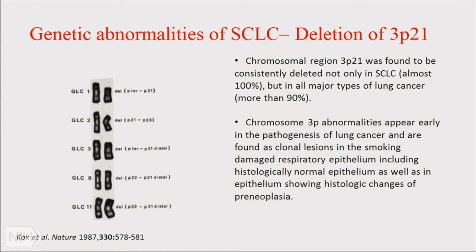I want to point out that because 3p deletion is very common in small cell lung cancer, it suggests that there may be a tumor suppressor gene on chromosome 3p that is important for small cell lung cancer carcinogenesis. There are a number of candidates such as BAP1 and RASSF1, but the identity of this tumor suppressor gene is still unknown.